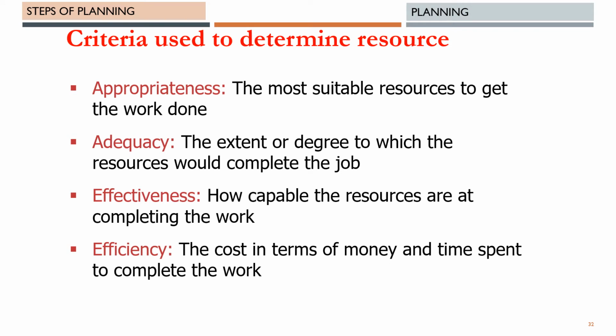And what are the criteria used to determine the resource? So we have broken it down to 4 criteria. One is appropriateness. So we look at the most suitable resource to get the work done. Then there is adequacy, the extent or degree to which the resource would complete the job. Effectiveness, how capable the resources are at completing the work. Efficiency is the cost in terms of money and time spent to complete the work or the program.